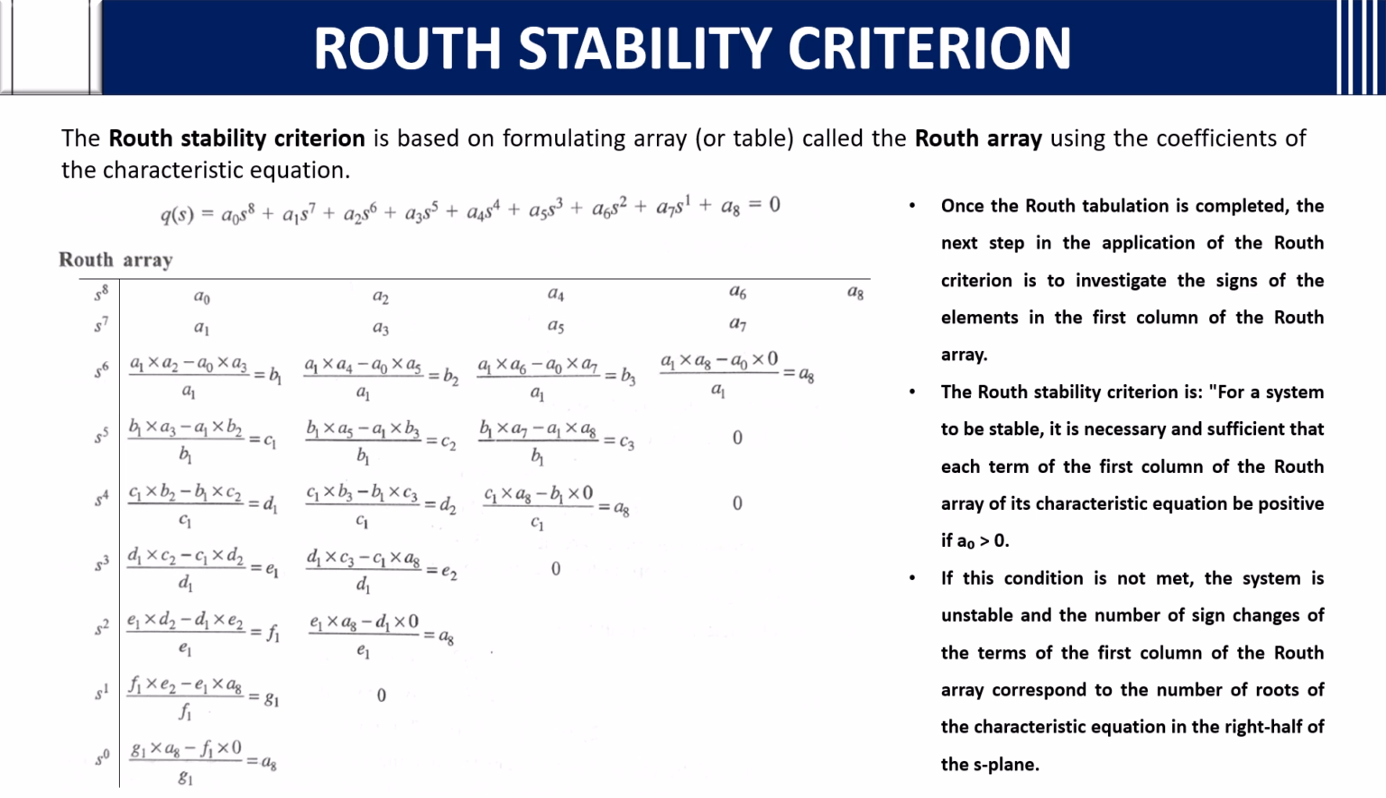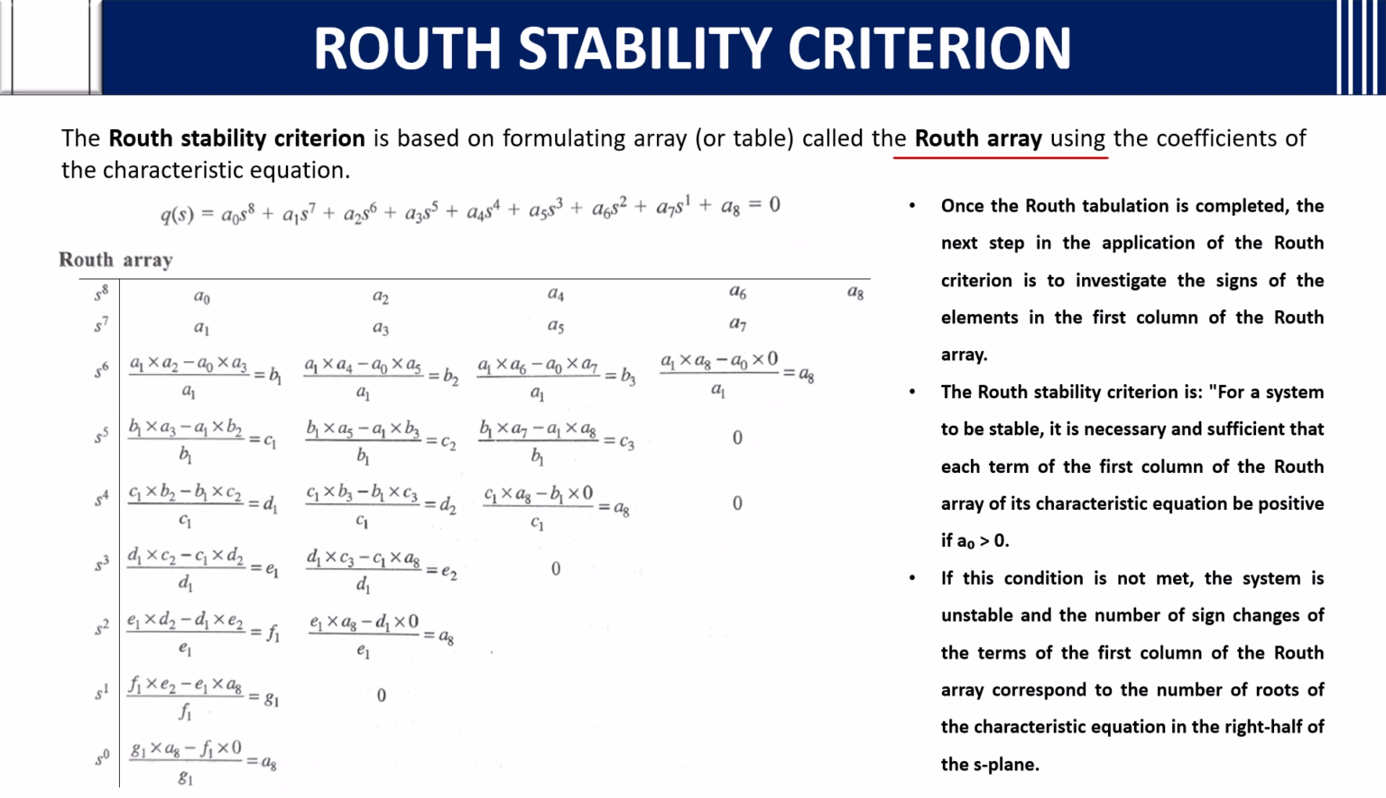See, the Routh stability criterion is based on formulating an array or table called the Routh array using the coefficients of the characteristic equation. As you know, there is some characteristic equation present. For that characteristic equation, the Routh stability criterion is based on what? You formulate some array or a table like this, called the Routh array, using the coefficients of the characteristic equation. These are the coefficients, no, a0, a1, a2. Using those coefficients, you are going to form a table. That is nothing but the Routh stability criterion.